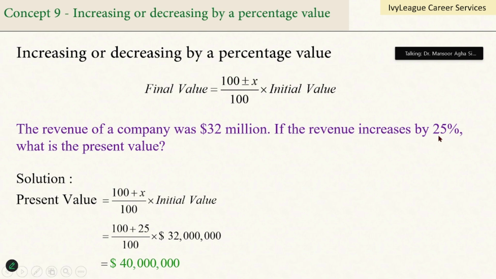So whenever revenue increases by a certain percentage, it should be added here. That percentage should be added to this 100. So it is simple: 100 upon 100 multiplied by the initial value, you have to add plus x. x is the percentage increase.